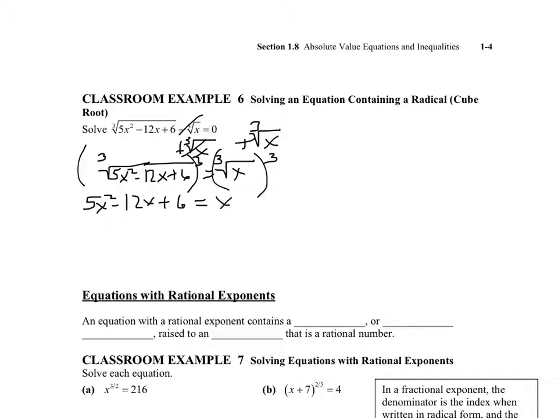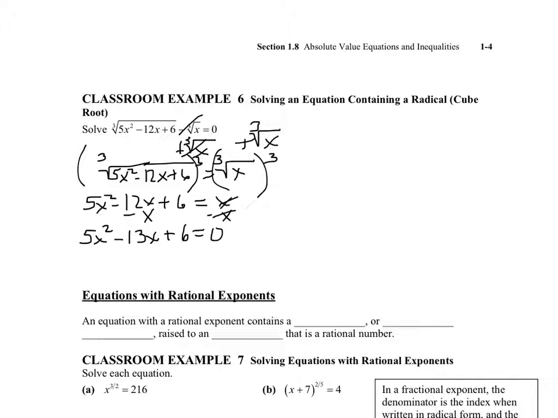At this point, this is very much like what we were doing solving quadratic equations back in section 1.4. So I would encourage you, let's get everything on one side. The easiest way to do that is to subtract x, because we do want to leave that x squared term to be positive. So I have 5x squared minus 13x plus 6 equals 0. You can decide whether you want to use the quadratic equation formula or whether you prefer to factor.